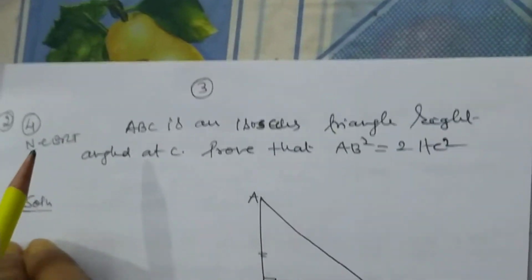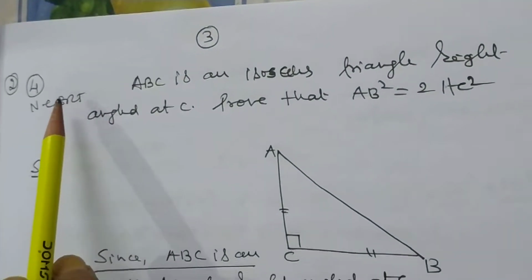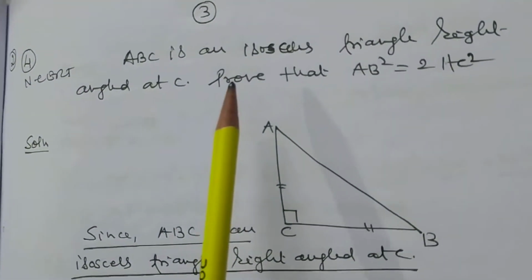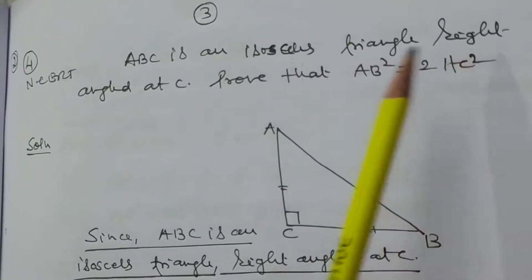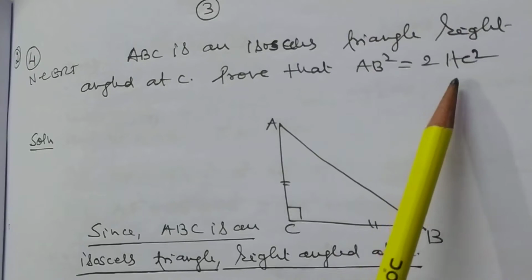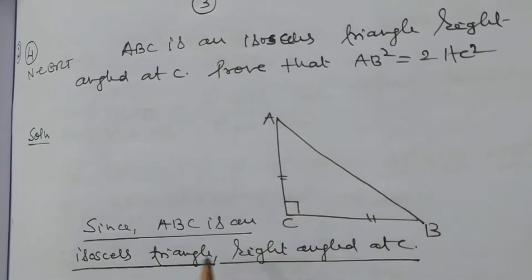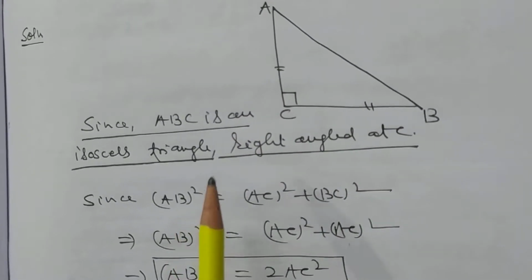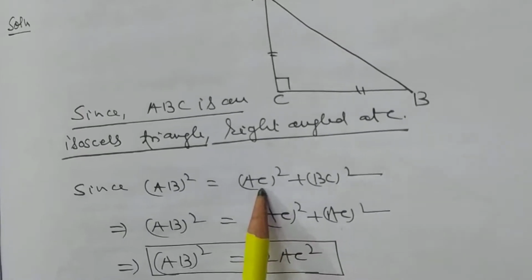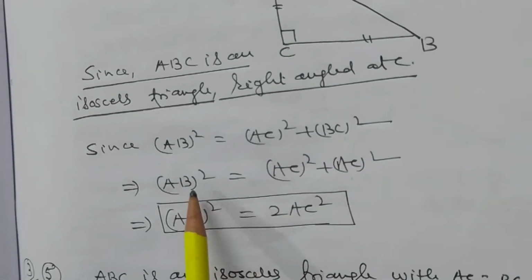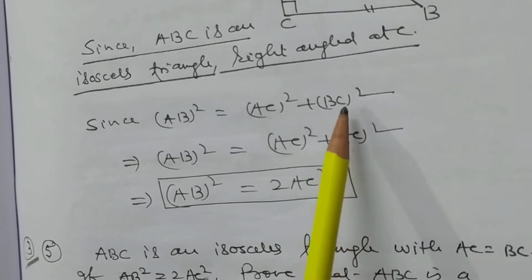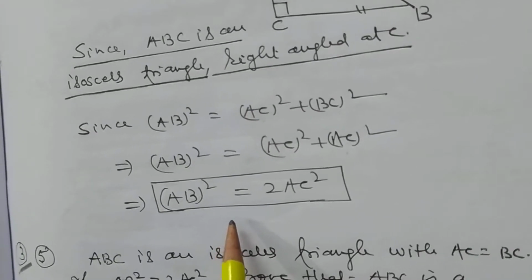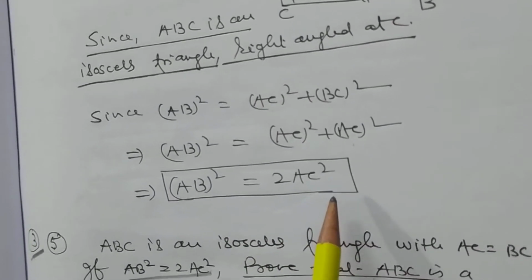So my dear students, now we want to discuss problem number 4 of NCERT and sub-problem number 2 of this study material. ABC is an isosceles triangle, right angle at C. Prove that AB square is equal to twice AC square. My dear student, ABC is isosceles right angle triangle. So AC is equal to BC. So from Pythagoras theorem, AB square is equal to AC square plus BC square. So AB square is equal to AC square plus AC square because BC is equal to AC. So, in isosceles right angle triangle, which is right angle at C, AB square is equal to twice AC square.